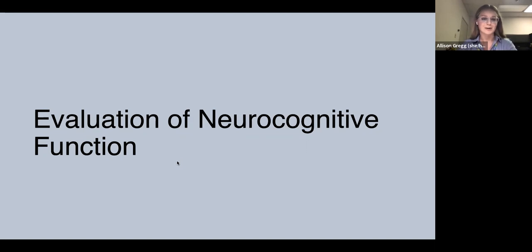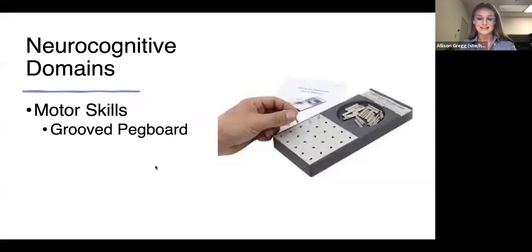I want to acknowledge that y'all might have very different backgrounds in this. This might be review for some of y'all, but bear with me. Hopefully there's some utility in it. So we'll start out with an explanation of the major neurocognitive domains and then how they're typically evaluated by neuropsychologists.